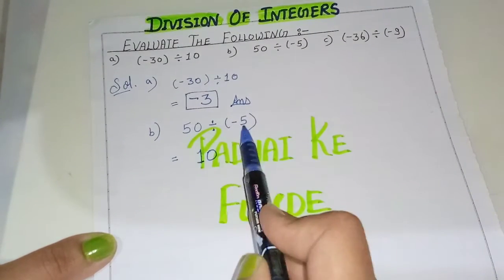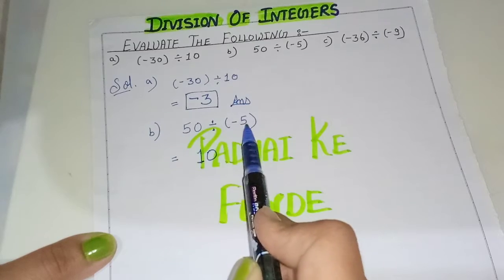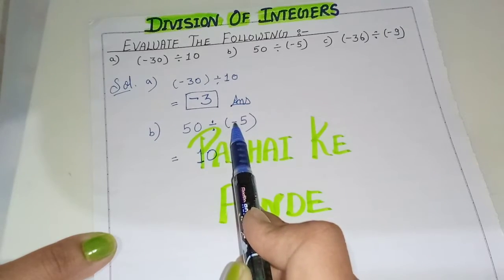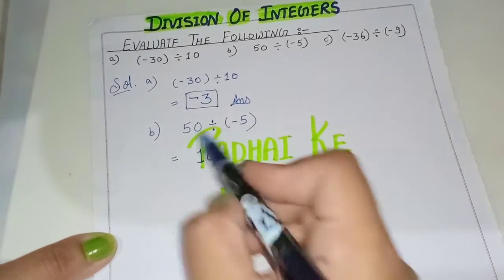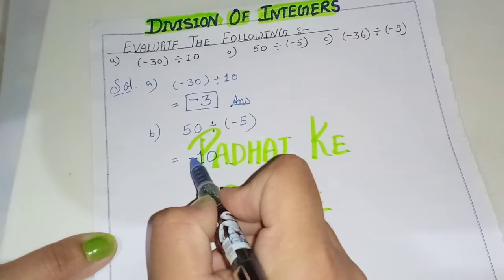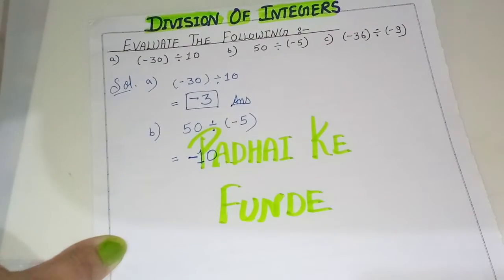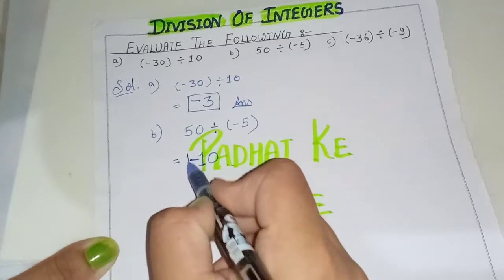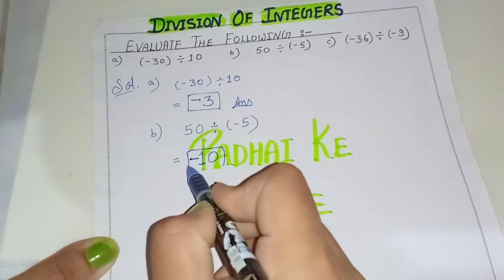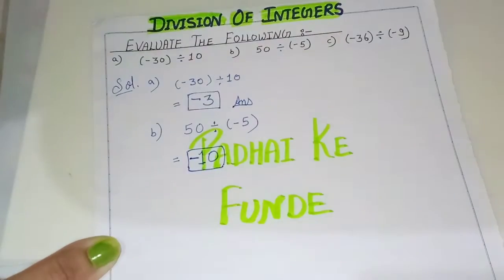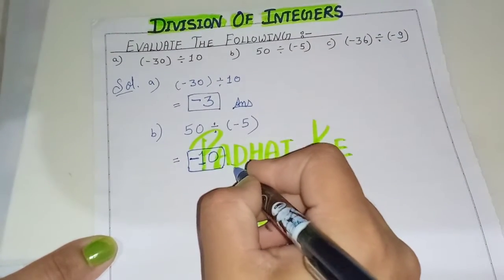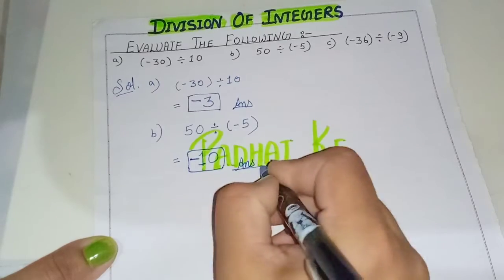And out of these two numbers, how many number of negatives we have here? 1 only. So this one negative sign will be carried forward with the answer as it is. So our answer will be minus 10 here. If we have only one minus in our question, whether the dividend is negative or the divisor is negative, any one is negative, so our answer will be negative. So minus 10 is the answer of the second point.